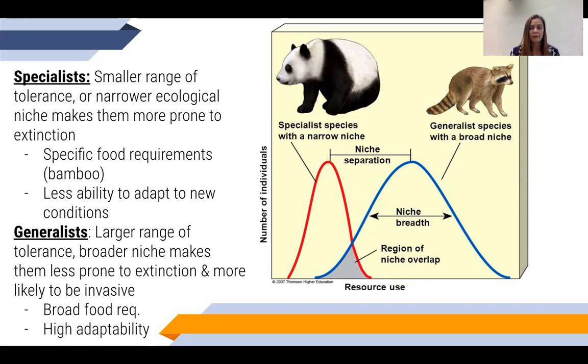And of course, one of our classic examples is the raccoon, because the raccoon can eat almost anything. It can eat animals, it can eat insects, it can eat garbage, it can eat plants. So a raccoon is very, very adaptable. It has a broad range of dietary requirements, and it can live in a lot of different habitats.